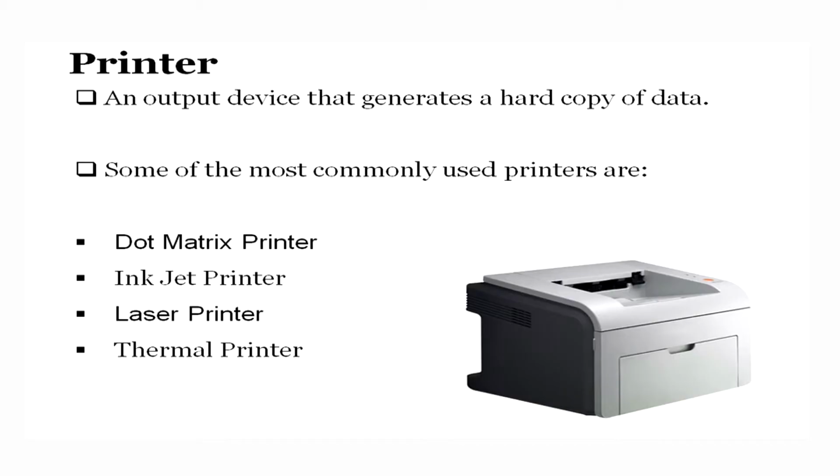Next device is the printer. The output that is received through the printer is on paper and we call it hard copy. Some of the commonly used printers are the dot matrix printer, the inkjet printer, the laser printer and the thermal printer. Let us have a look at all these one by one.